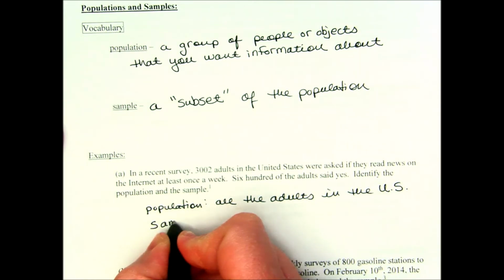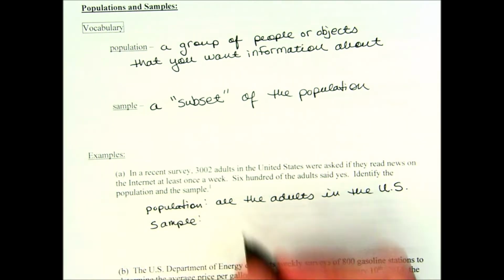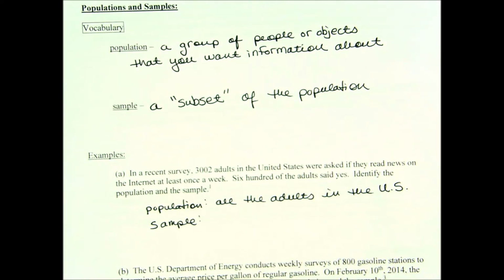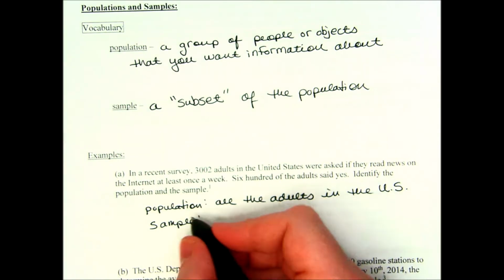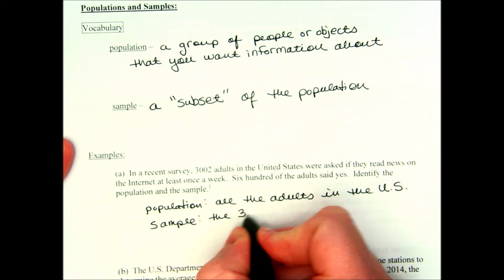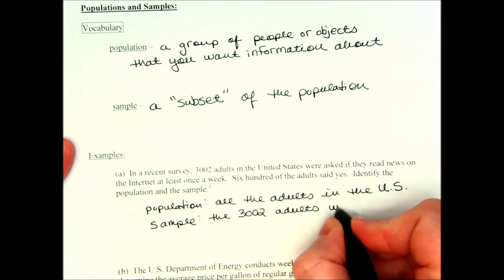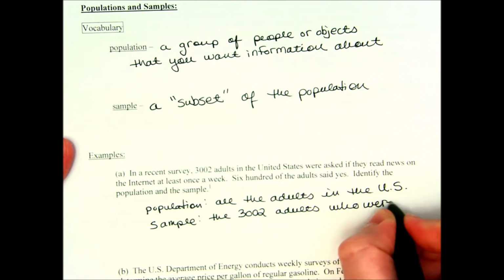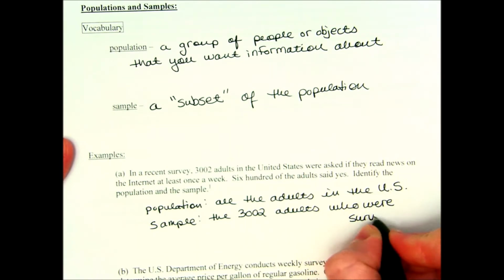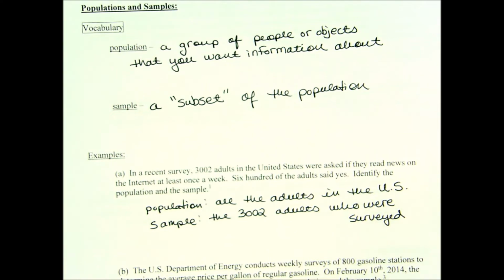Our sample, so it's not practical to ask all of the adults in the U.S. about reading the news on the internet. Instead, we're just going to ask a small group of them and try to figure out things about the entire group based on the smaller group. Our sample is going to be the 3,002 adults who were surveyed. And we do need our language to be very specific here. Not just adults who were surveyed. Which adults? The 3,002 adults who were surveyed.